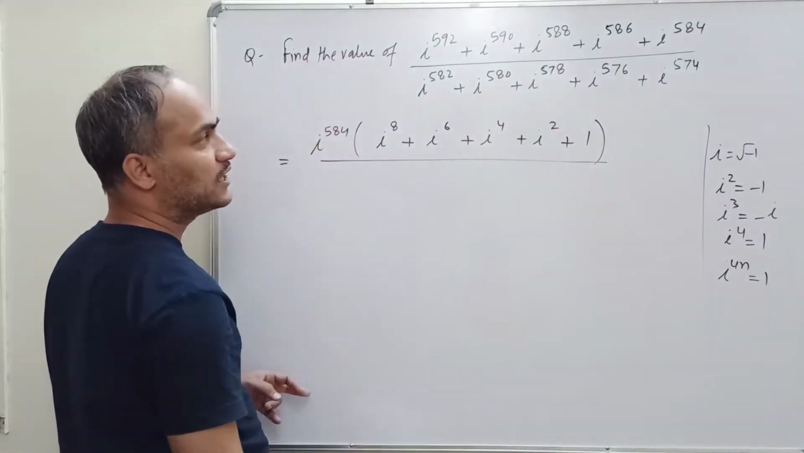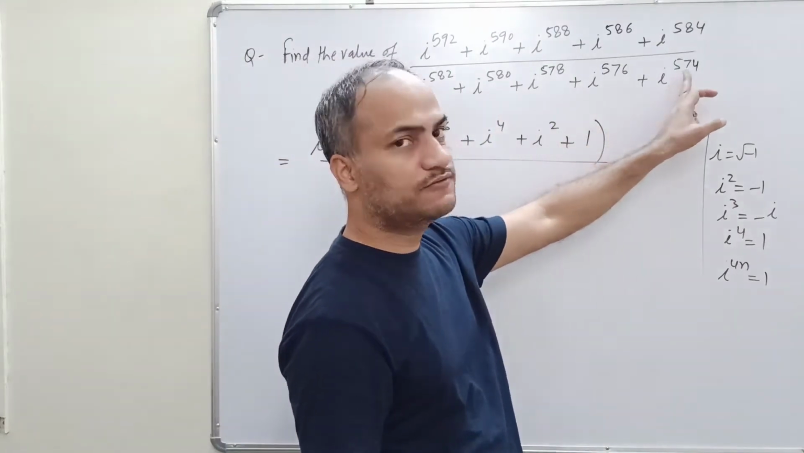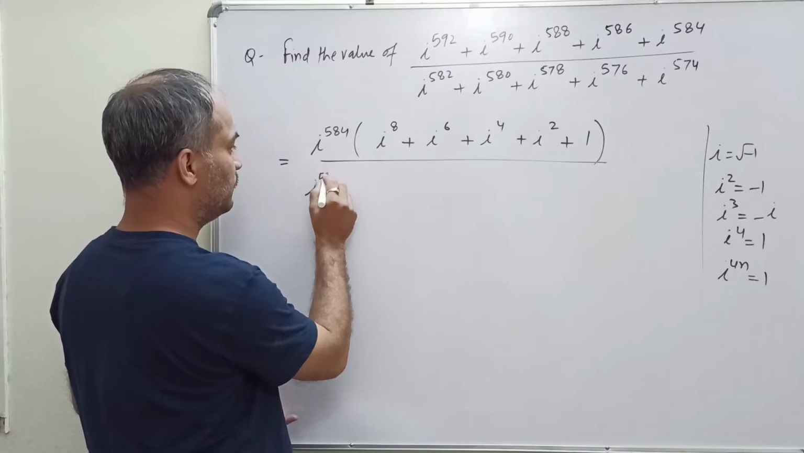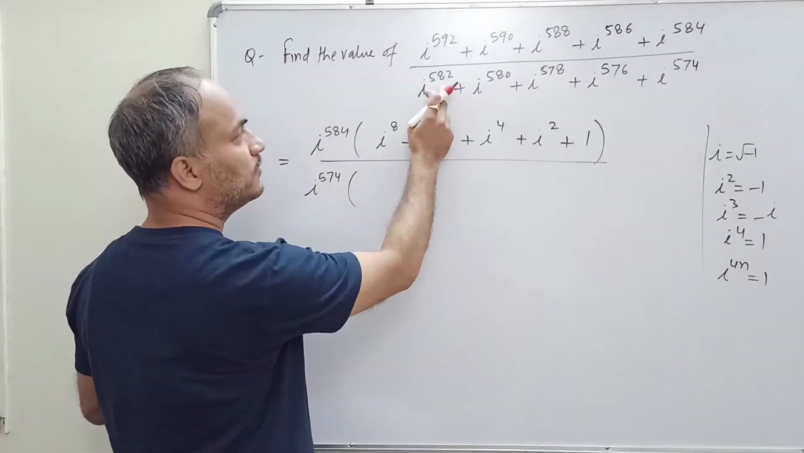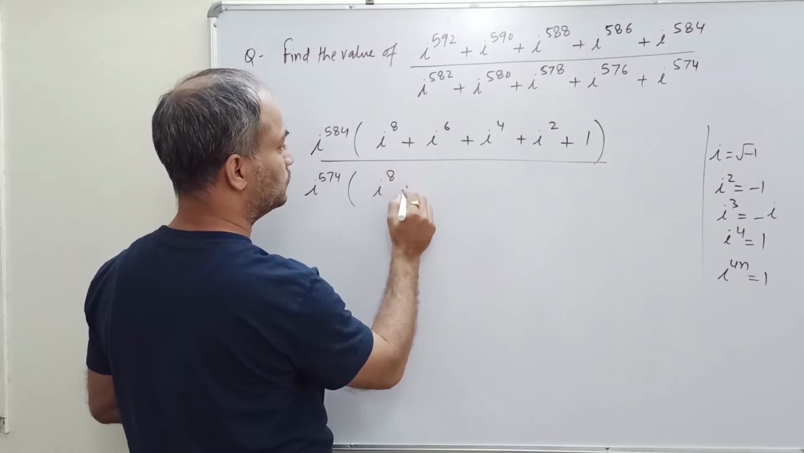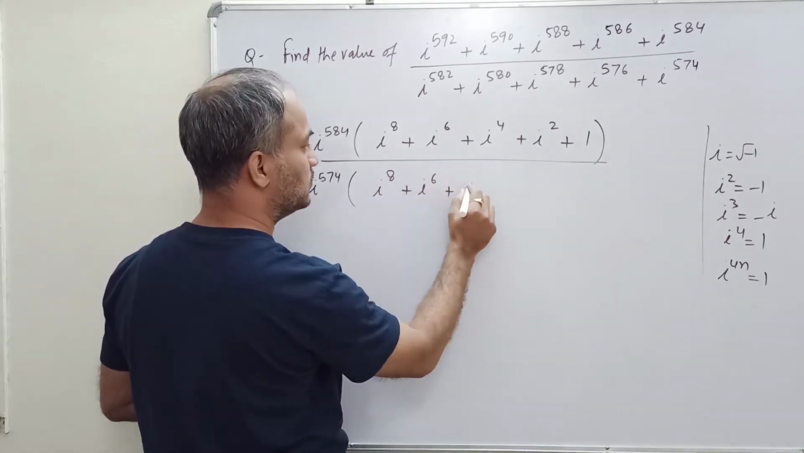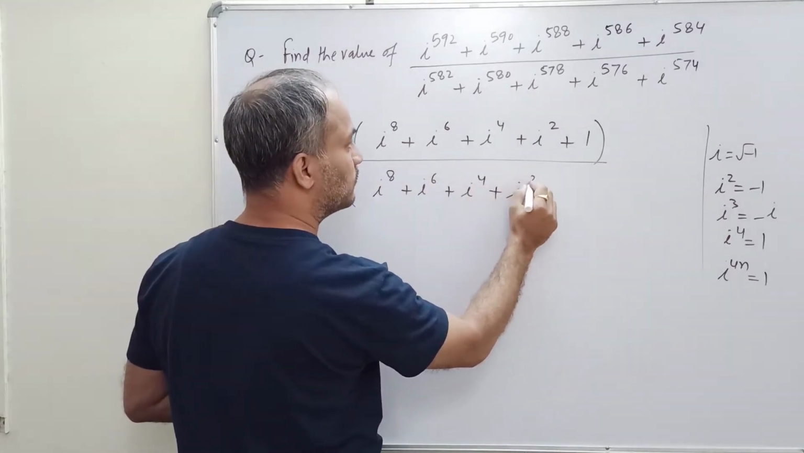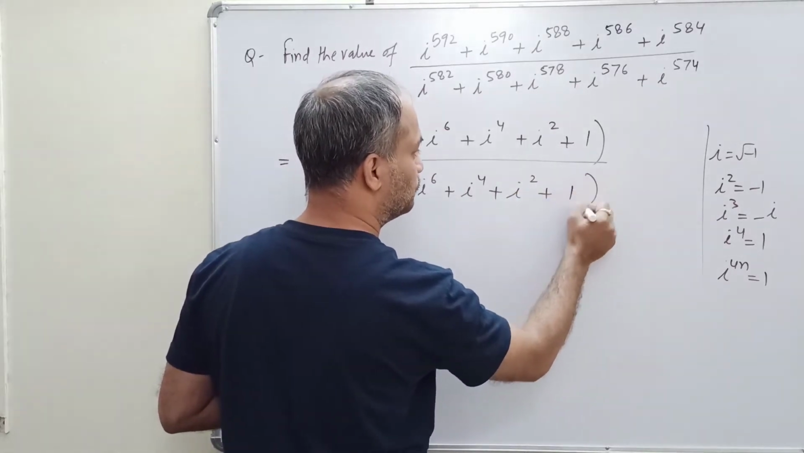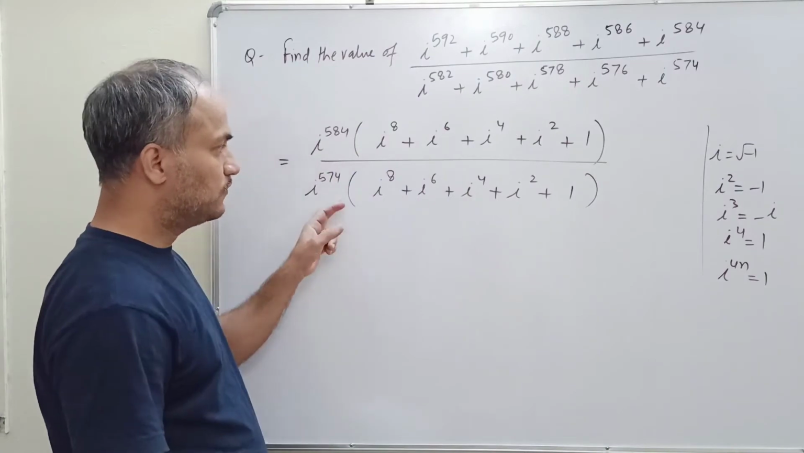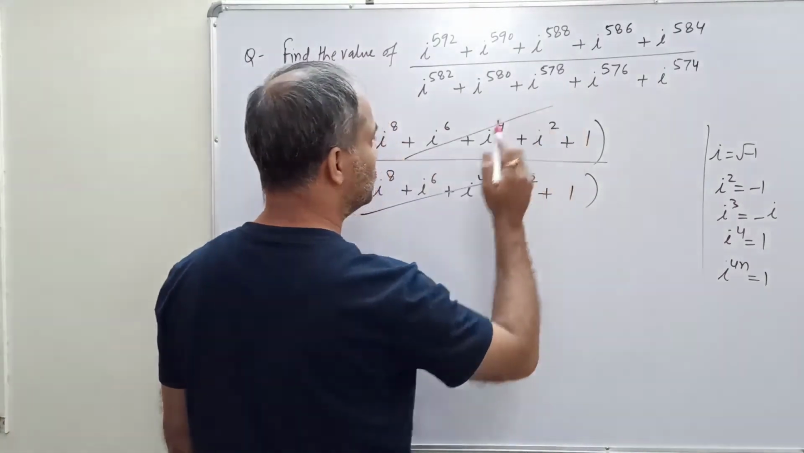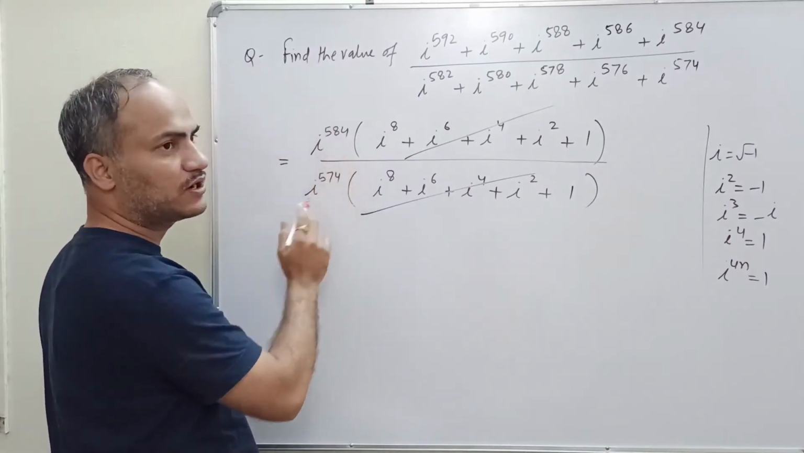Similarly, when we take the maximum common, we see i to the power 574 is common. Now what we get? i to the power 8, i to the power 6, i to the power 4, i to the power 2, and we get 1. Now we see the similar term is there, so why waste time? This is cancelled. Now we have this thing only.